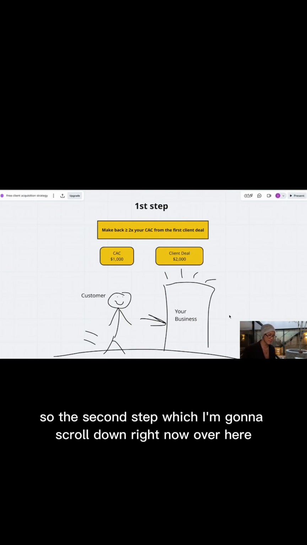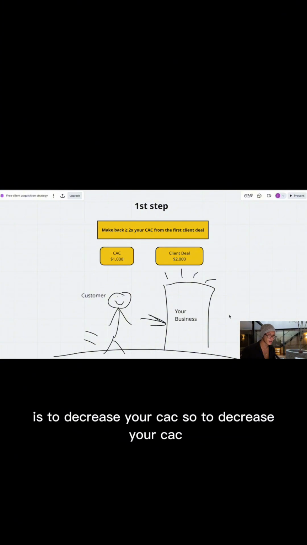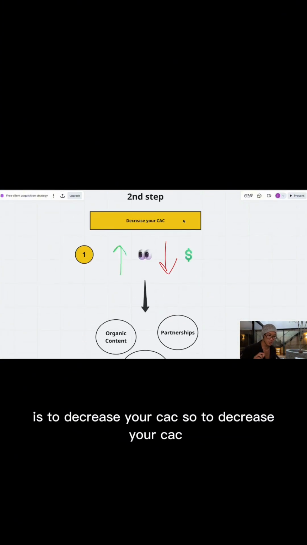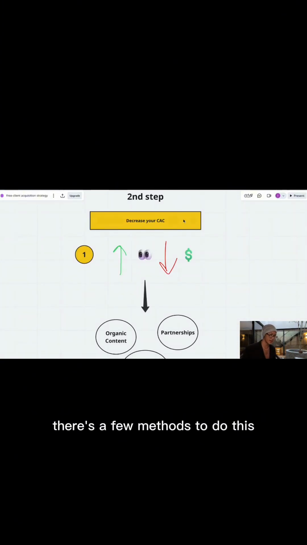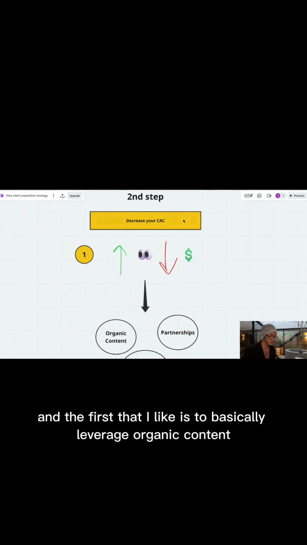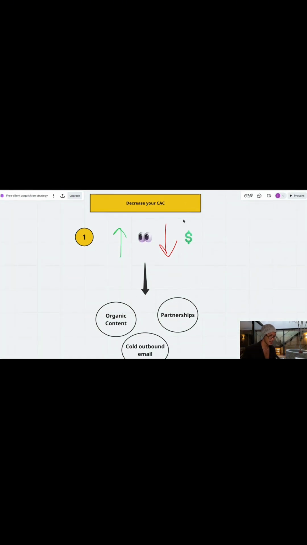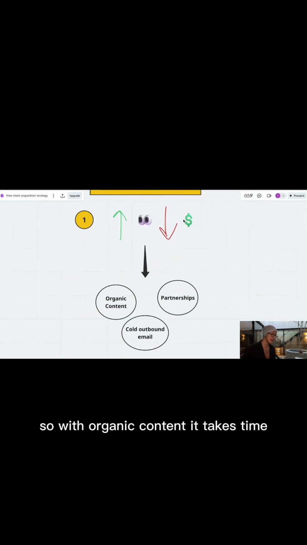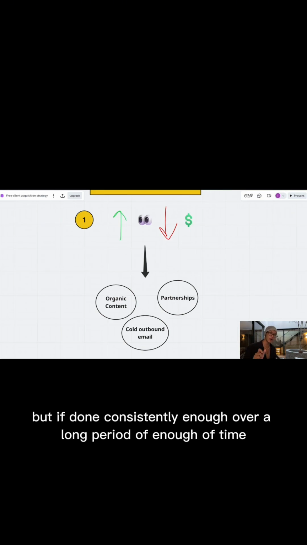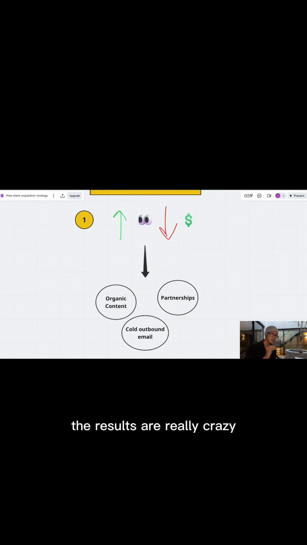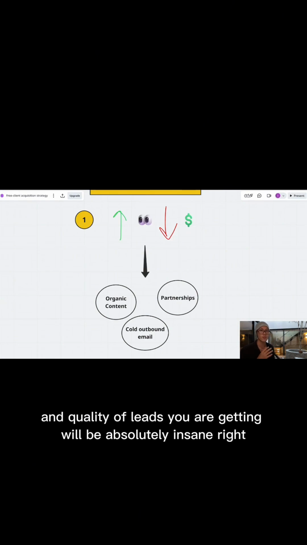Okay, so the second step, which I'm going to scroll down right now over here, is to decrease your CAC. So to decrease your CAC, there's a few methods to do this. And the first that I like is to basically leverage organic content. With organic content, it takes time, but if done consistently enough over a long period of time, the results are really crazy. And the amount of inbound leads and quality of leads you're getting will be absolutely insane, right?